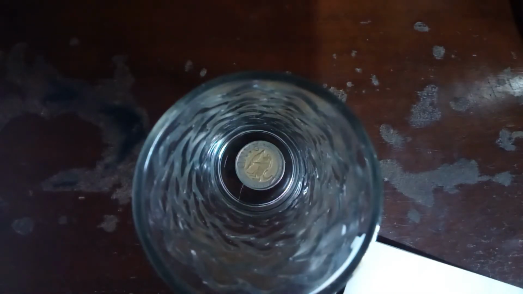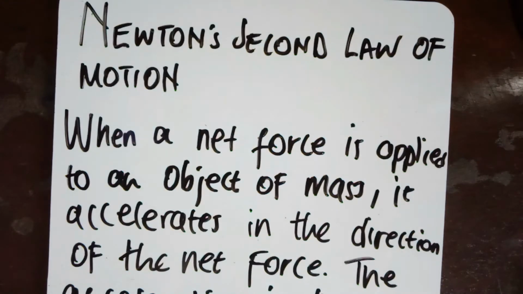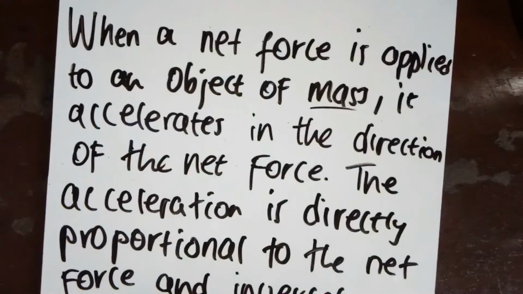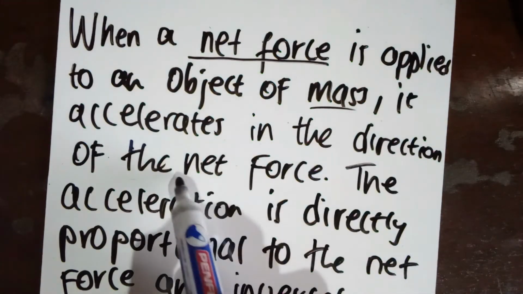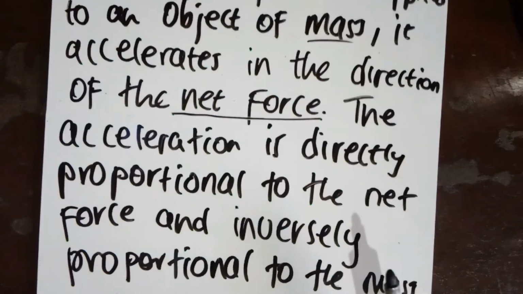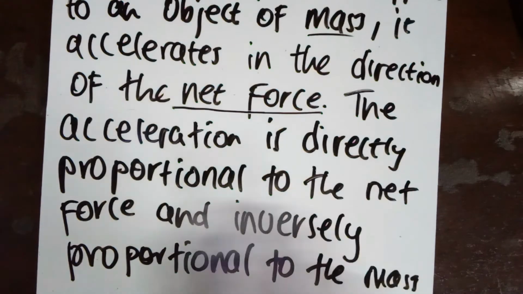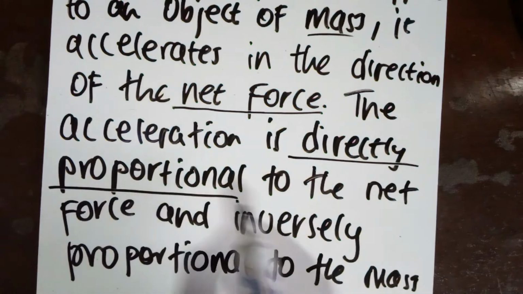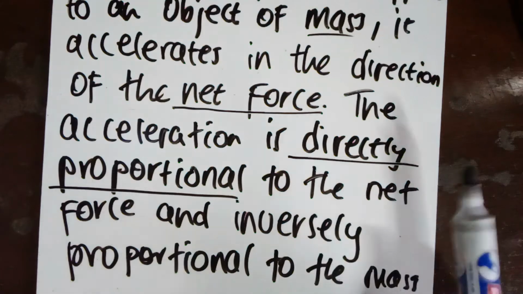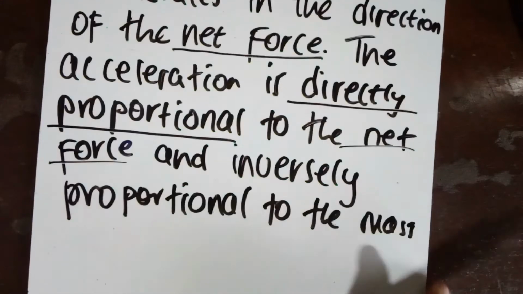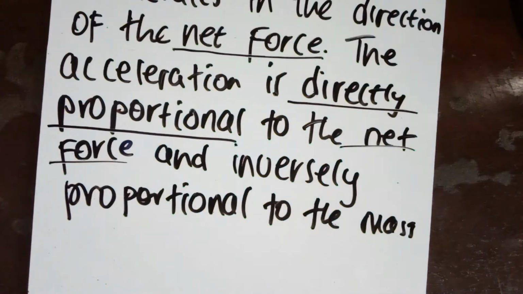So now let us move on to Newton's second law of motion. Newton's second law says that when a net force is applied to an object with a mass, it accelerates. The keyword there is net force. It accelerates in the direction of the net force. The acceleration is directly proportional to the net force, which we described in previous videos, and inversely proportional to the mass. So what does this mean?